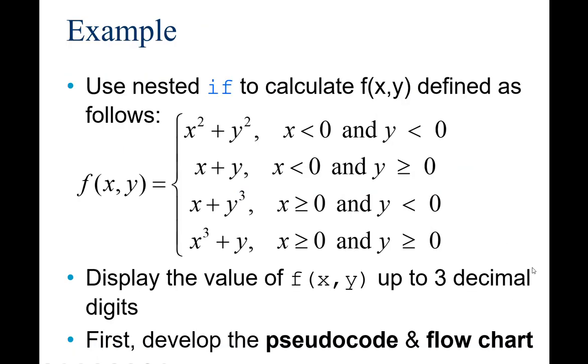Here's an example where we have f. F is a function of x and y. And depending on the values of x and y, the equation to calculate f changes. So we say if x and y are both less than 0, then f is x squared plus y squared. If x is less than 0, but y is greater than or equal to 0, we have this equation, and so on. So let's create a code that will calculate f based on these values.